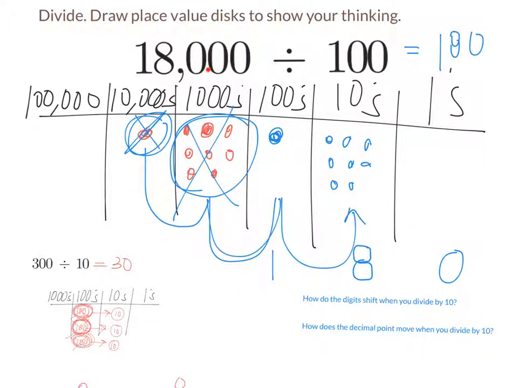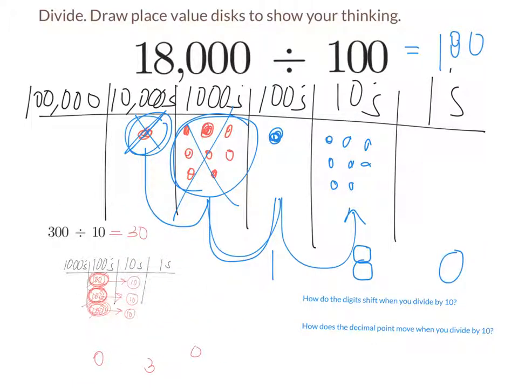So we end up with what number? Is that the same thing as when we shifted the decimals or the digits to the right? Yeah. What about down here? Let's check this one out. Okay, this one down here.